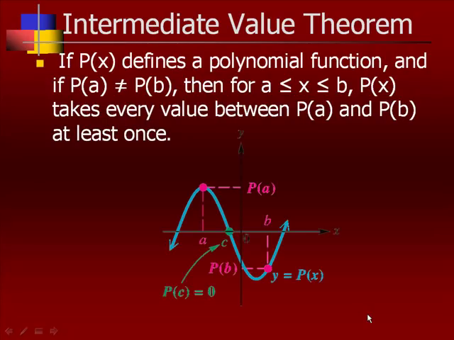What that says is if p of a is not equal to p of b, so you've got p of a as a point and you've got p of b as a point that are not the same point, then for every x value between a and b, p of x, the function, takes on every value between p of a and p of b at least once. Which means if you've got this y value on a graph and this y value on a graph, you will have every value between those on the graph at least once.